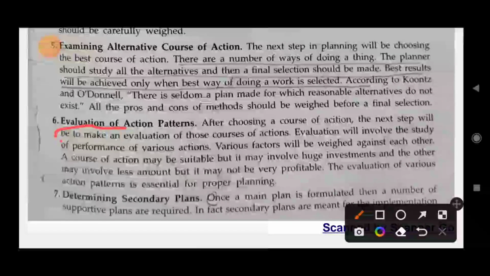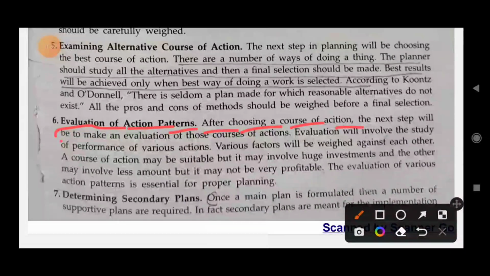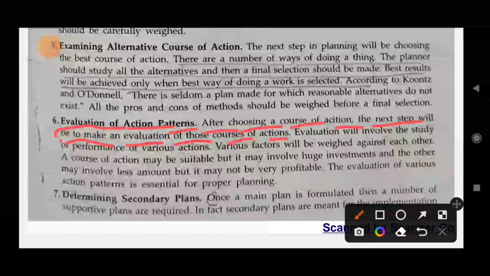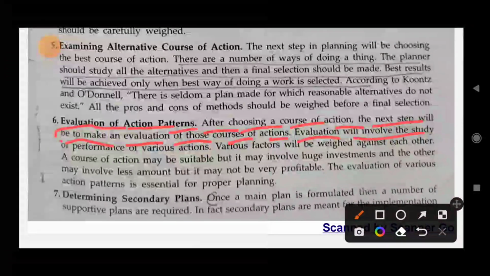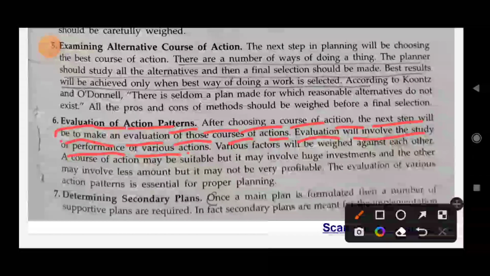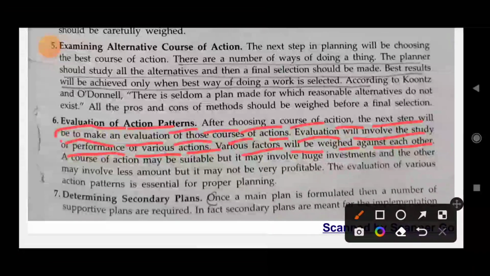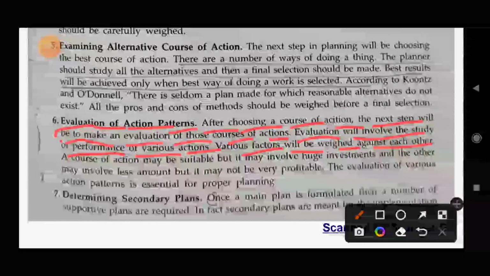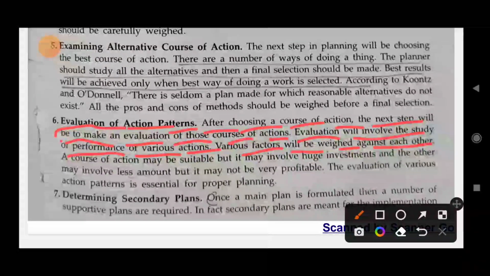Okay, next, evaluation of action pattern. After choosing the course of action, the next step will be to evaluate these courses of action. How it will be worked out should be evaluated. Evaluation involves a study of the performance of various actions. Various factors will be weighed against each other. Each course of action may be good, some may be costly, some may be less costly, some may give better results, some may give fewer results.